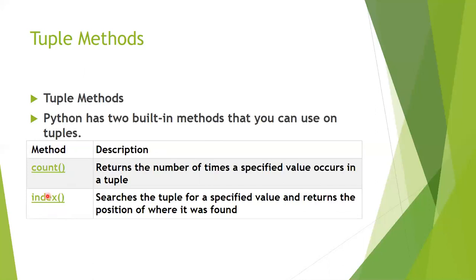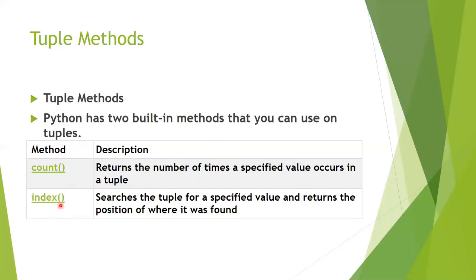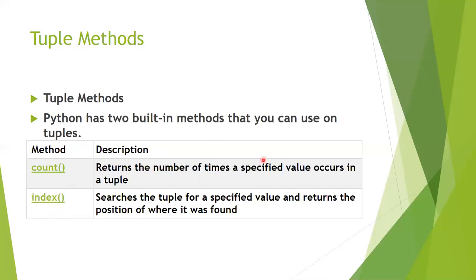The index method is used to search the location of a specified element. For example, if we want to print the index of banana, we have to pass banana as an argument here, and it will print 1.